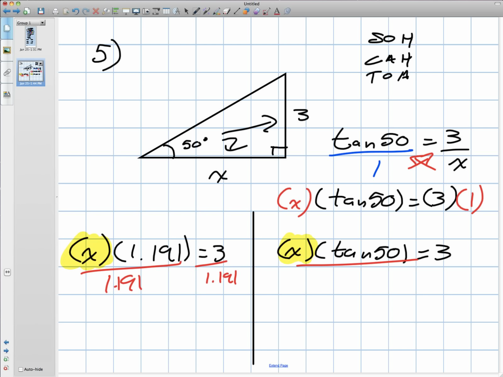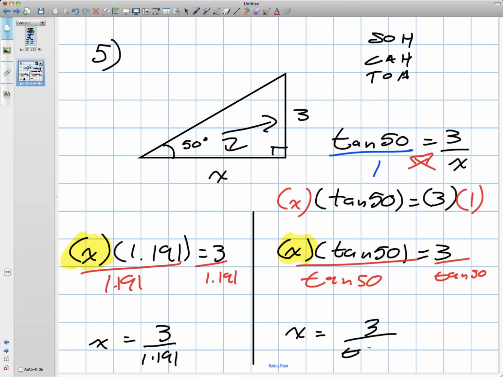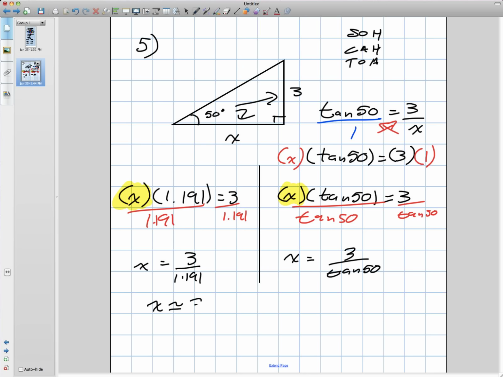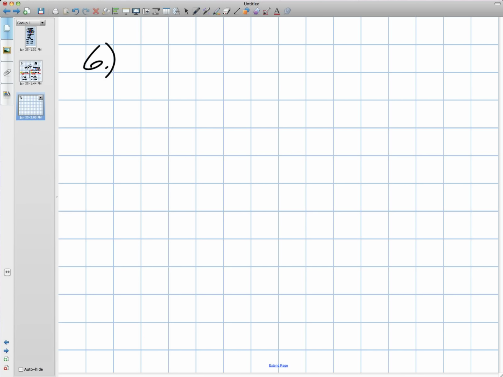So whatever x is being multiplied by, we need to divide both sides of the equation by that number. And in this case, it's tan 50. 3 divided by tan 50. So what we're going to end up with is x is equal to 3 divided by 1.191, or x is equal to 3 divided by tan 50. Either way, is the answer approximately 2.5? 2.25? 2.52, yeah, I thought it was 2.5. 2.5, okay? Both ways we end up with the same answer.